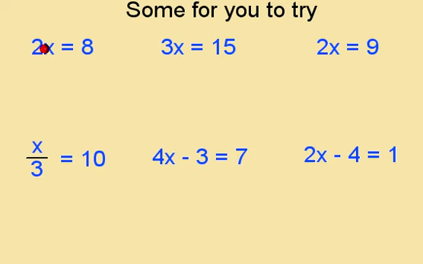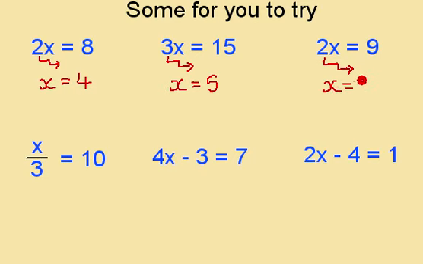So on this question, we use escalator. 2 goes down the escalator. X equals 8 over 2, which is 4. Escalator on this one, the 3 is going to go down the escalator. X equals 15 over 3, which is 5. Escalator on this one, the 2 is going to go down the escalator. X equals 9 over 2, which is going to give me 4.5.